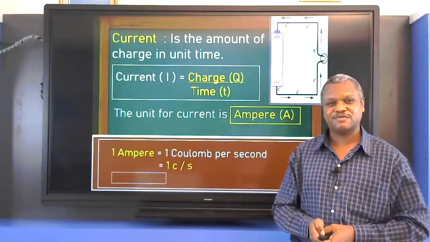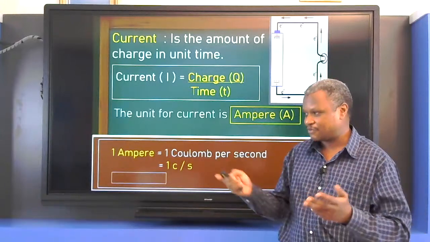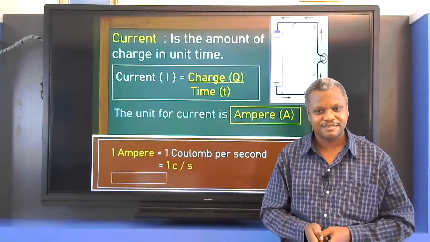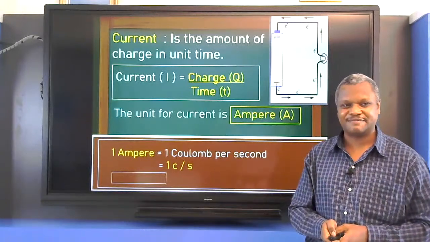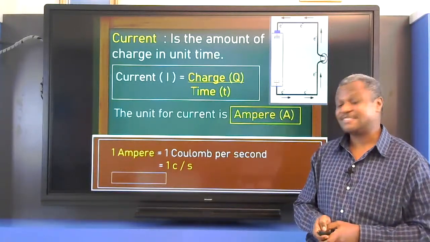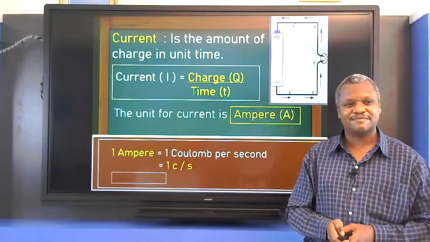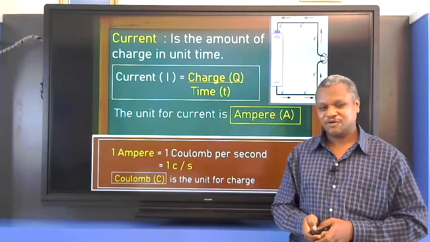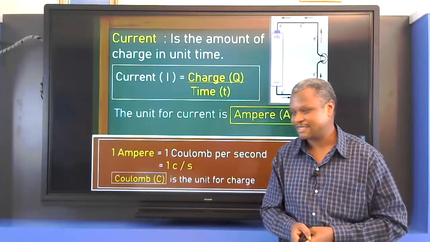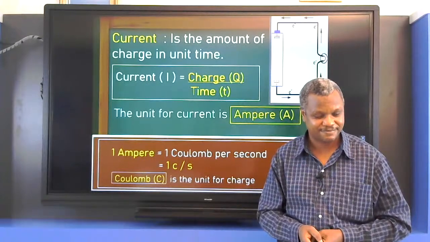Now, 1 ampere is equal to 1 coulomb per second. Sometimes we use the formula 1 C divided by S, where C stands for coulomb and time is in seconds. Coulomb is the SI unit of charge.